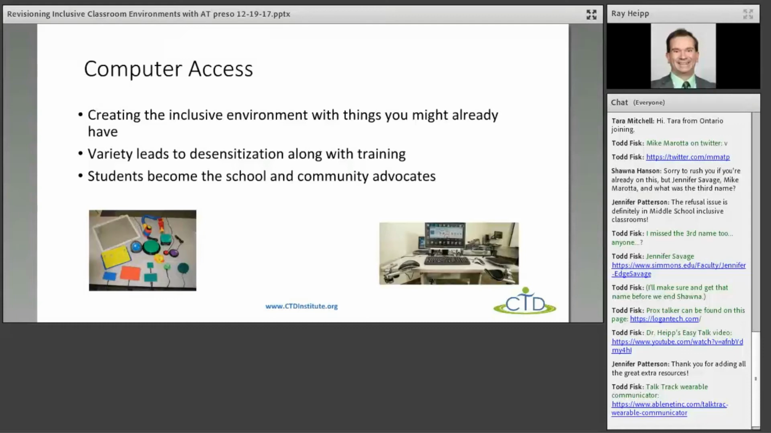Computer access, though, means creating an inclusive environment with things you might already have. What we have to be cautious of is the whole idea of, well, if we just have a switch or a wireless keyboard or X, Y, or Z, everyone will be able to be granted access.